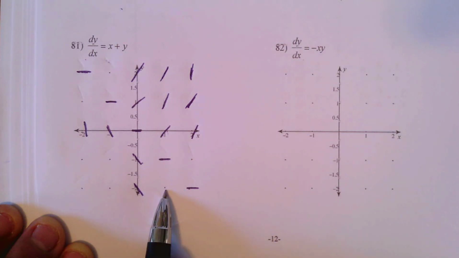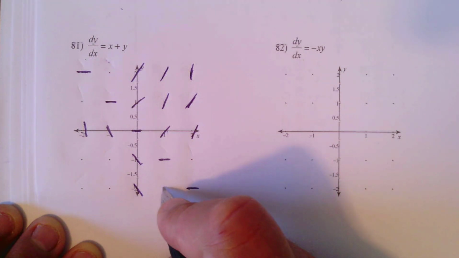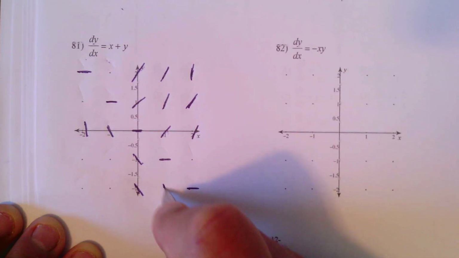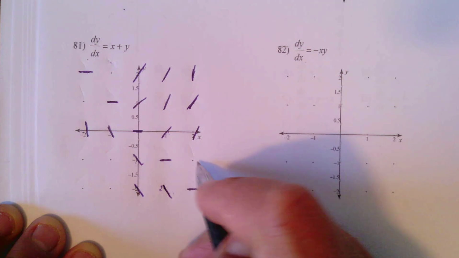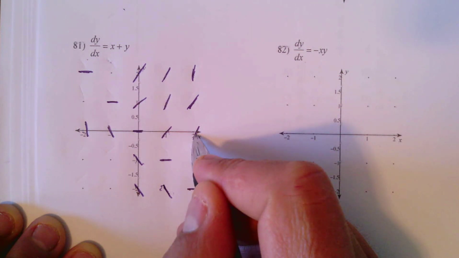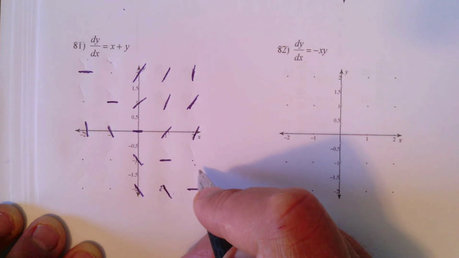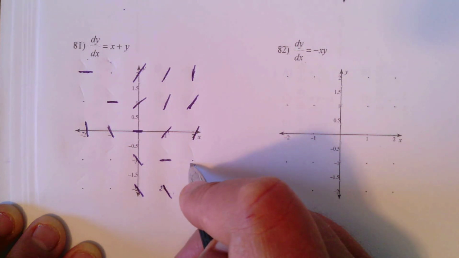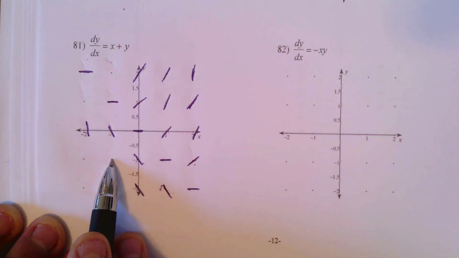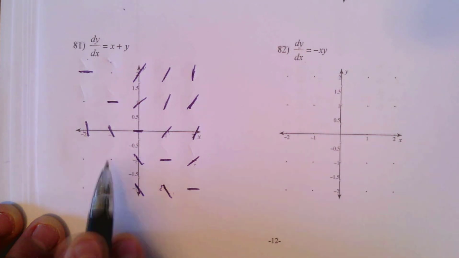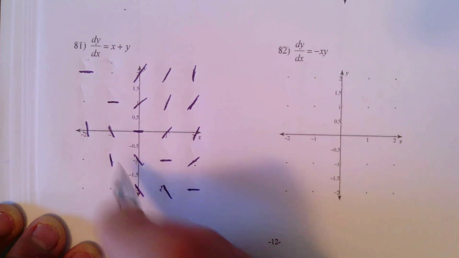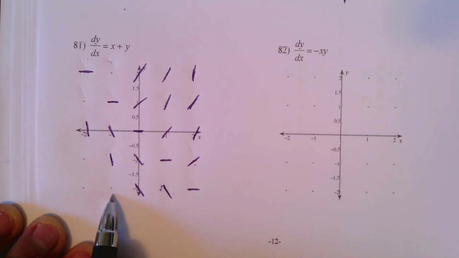Here it's 1, negative 2, that's going to be a slope of negative 1. So it should look parallel to that one. Here it's 2, negative 1, so that would have a slope of 1. Over here, negative 1, slope of negative 2, negative 1, negative 2.